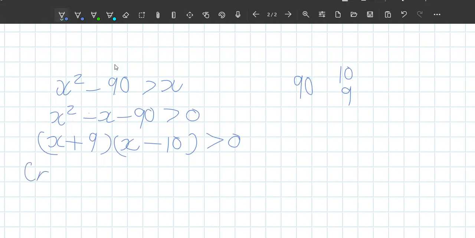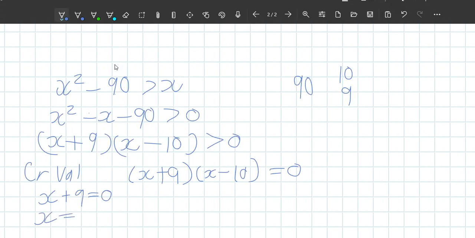But we're not done, so we need our critical values, and this is where our brackets are equal to 0. Our critical values: x plus 9 is equal to 0. If you take the 9 over the equal sign, we minus 9 from both sides. x is equal to minus 9. Or x minus 10 is equal to 0, because one of these brackets must be 0 for this to be true. Plus 10 on both sides, and x is equal to 10. So these are our two critical values.